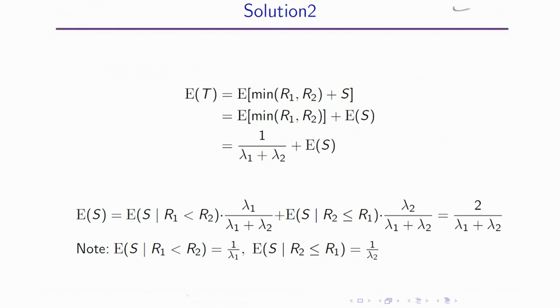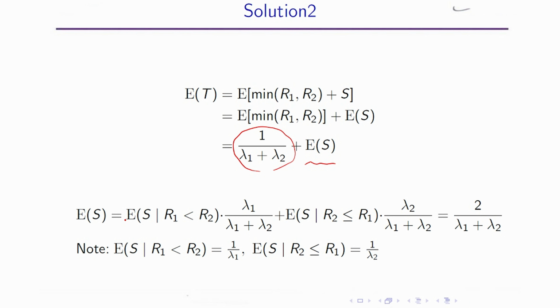Another solution you can consider is like this. Expectation of T can be written as expectation of minimum R1, R2 plus S. And the expectation of minimum R1, R2 is 1 over lambda 1 plus lambda 2 per our previous slides, right? And plus expectation of S. And what is expectation of S?